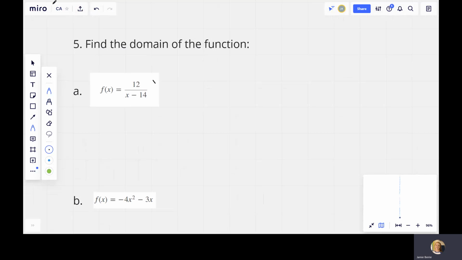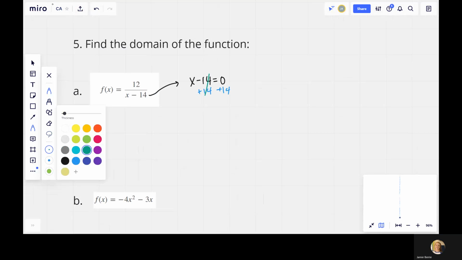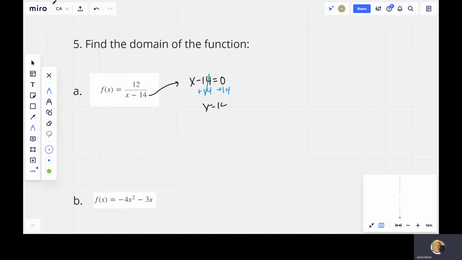This function is a fraction, and it has a variable in the denominator. So we're using the second rule here, which tells us to take our denominator, set it equal to 0, and solve. This one's an easy one. All we have to do is just add 14 to both sides. It's going to cancel out on the left. And we get x equals 14. But remember, this is telling us what to exclude from our domain.